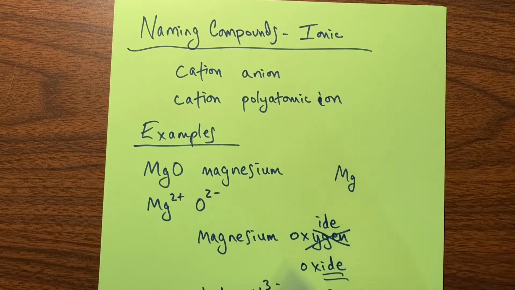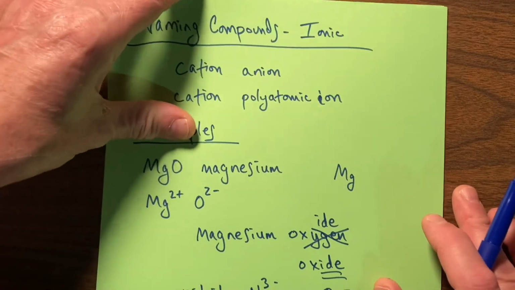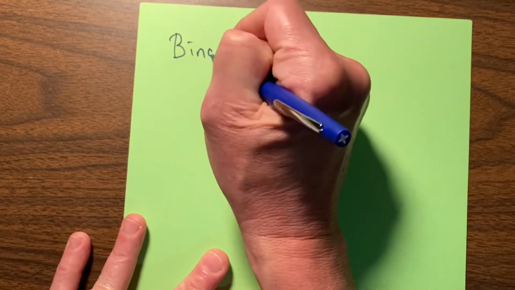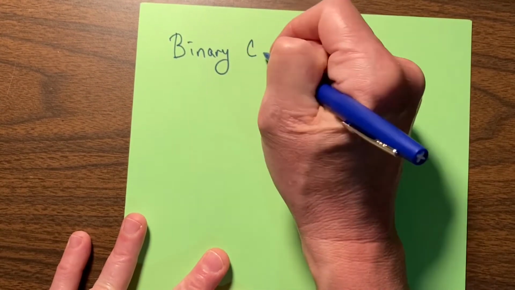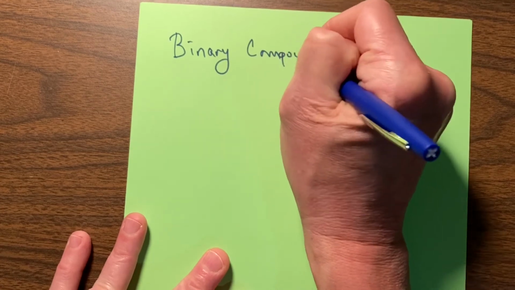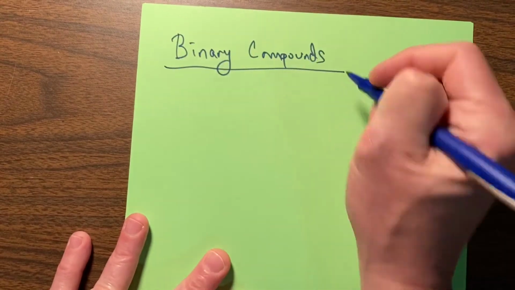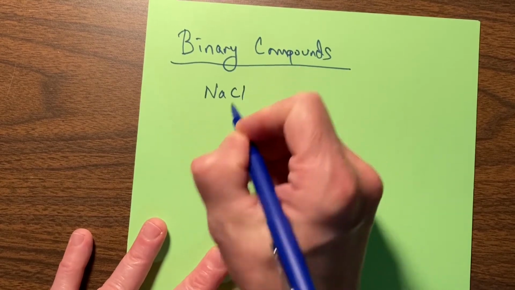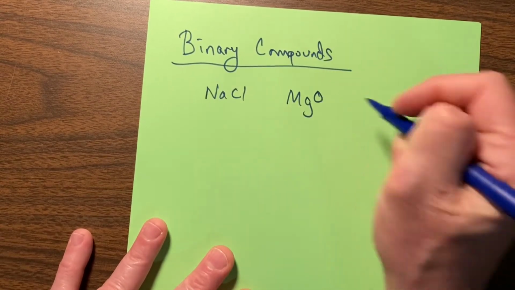So again, this is a series of rules that I'm giving you, and you'll have to practice. These compounds that I've been drawing, you could call binary compounds. They're just made up of two elements. Sodium chloride, 2 elements. MgO, 2 elements.